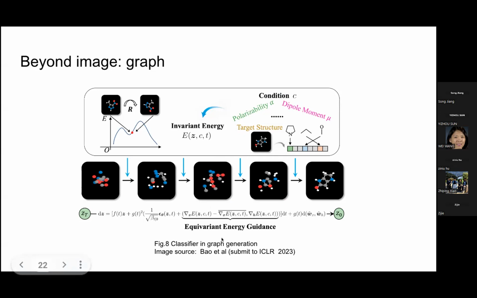If you put this classifier in the generation, you can imagine the desired outcome is that it can generate molecules that have the desired property. And when they design this classifier, you can use whatever we already know in graph neural networks, like the equivariant neural network, to serve as the guidance. And this is one recent paper on graph generation using diffusion models.